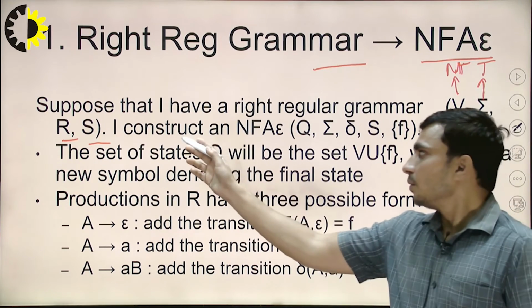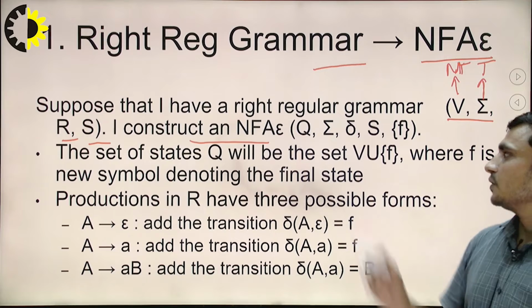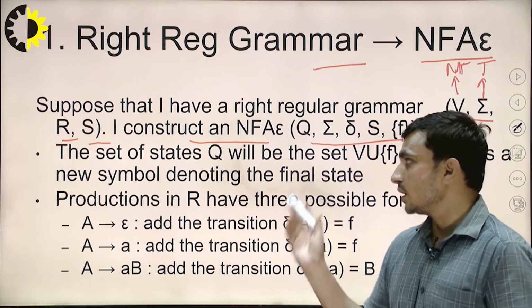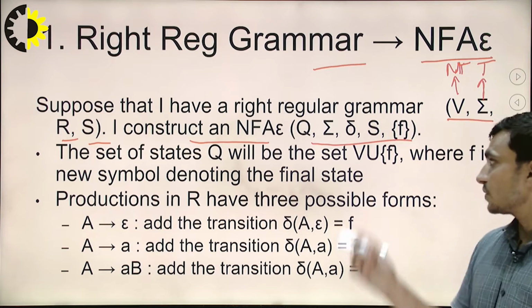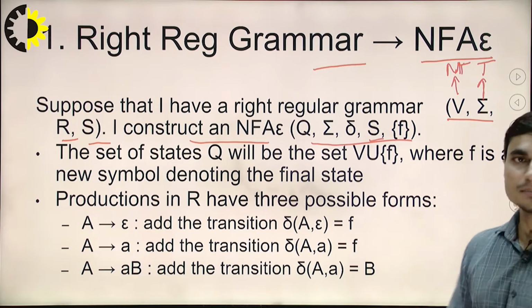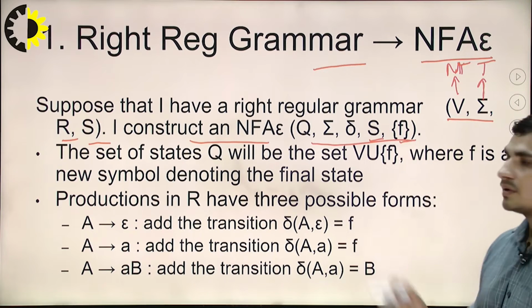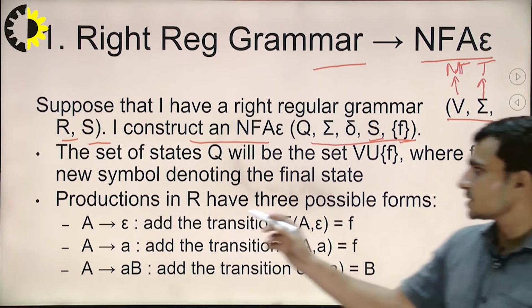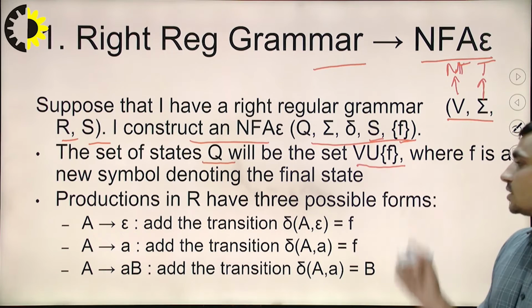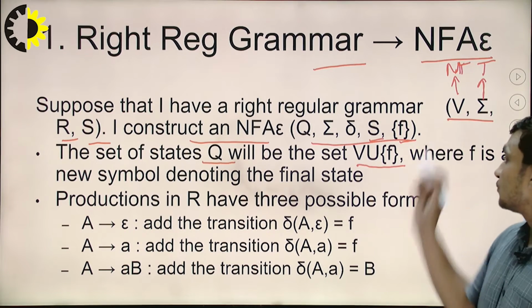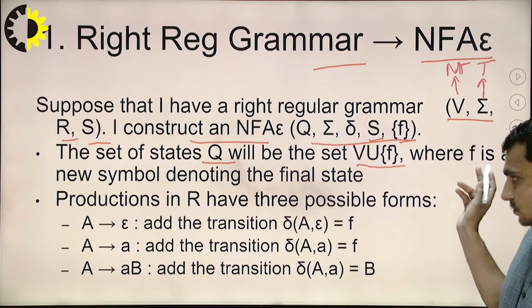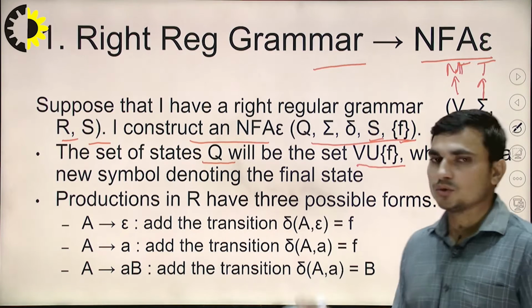Now, we are going to construct this NFA with epsilon, which is represented by these 5 tuples, where Q is the set of states, sigma is the set of alphabets, delta represents the transition rules, S is the start state, and F is the final state. The set of states Q will be obtained by the union of V, the set of non-terminals, with F. F is the new symbol denoting the final state.